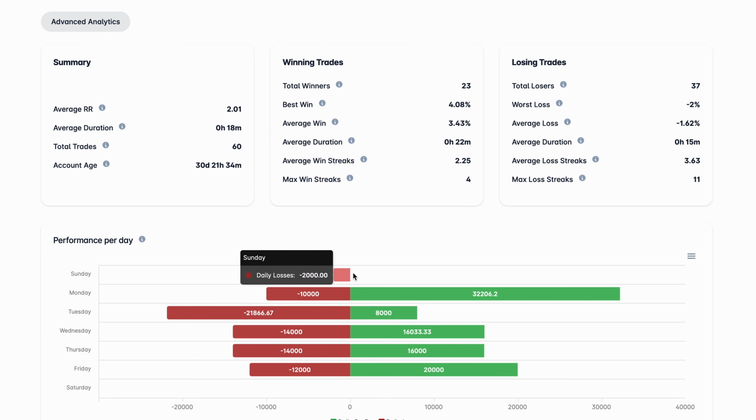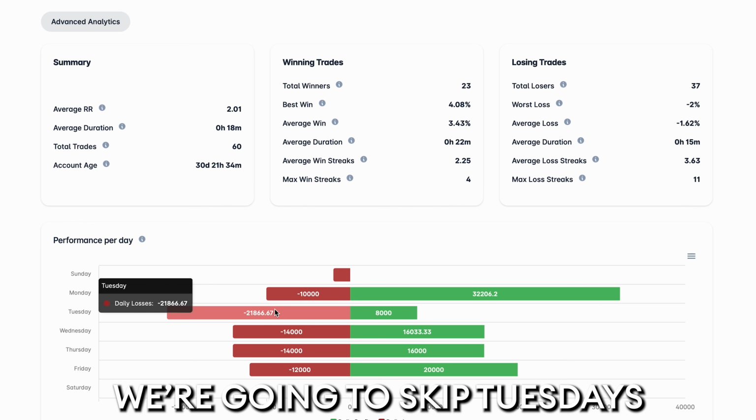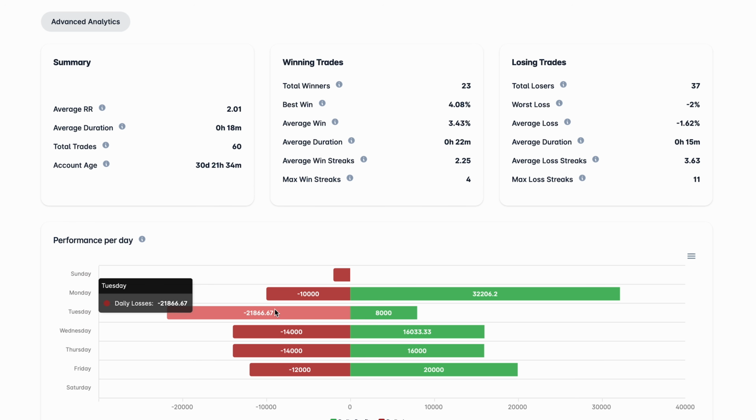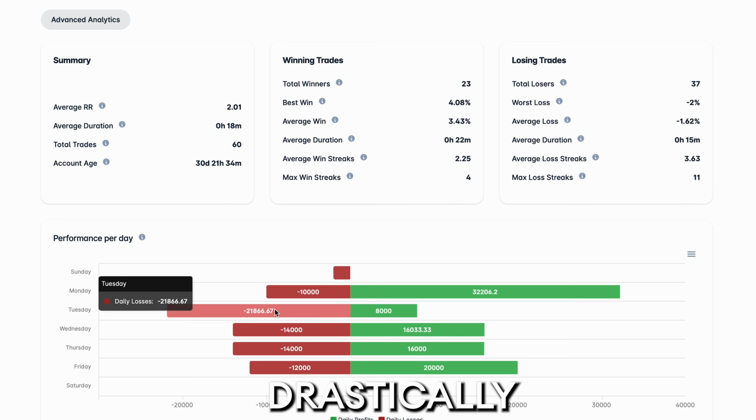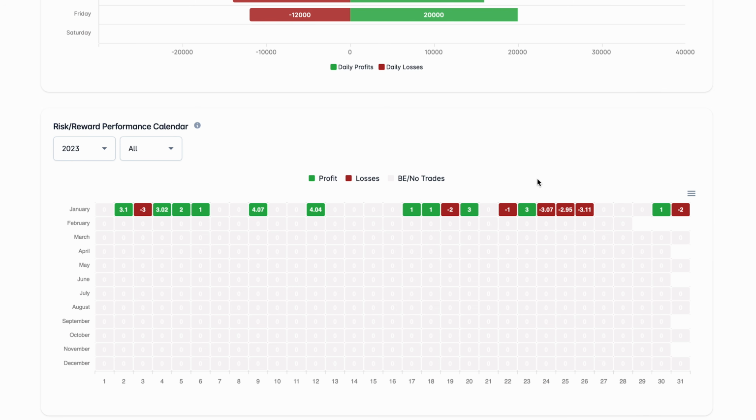Then performance per day, as you can see, this was a glitch because we can't trade on Sunday, so the stats are even a little bit better. But Tuesday, very, very bad, right? So right now I know this, and of course, in order to get a complete picture of how these statistics really look, you need to backtest a whole year. But if we're just going off these statistics, we're going to skip Tuesdays right away because they're losing money for us drastically. And these were the stats of that trading month.